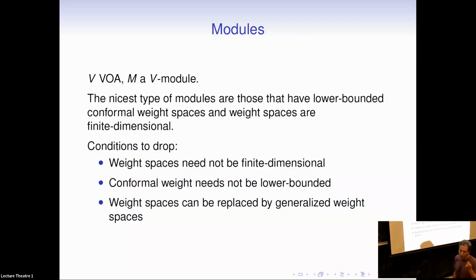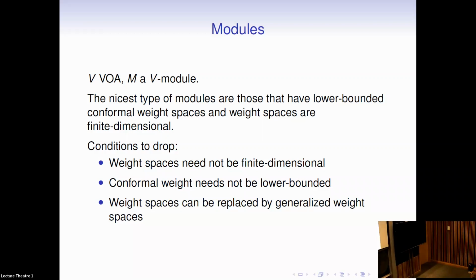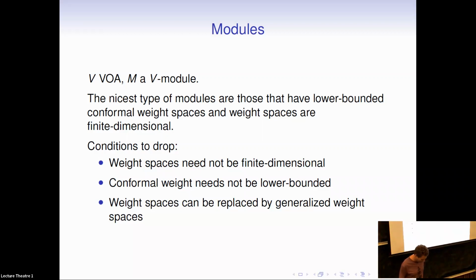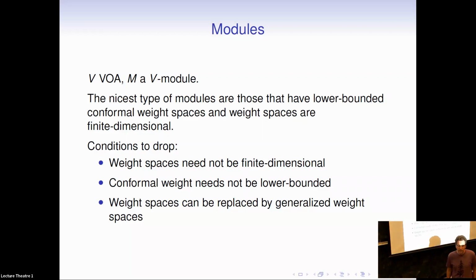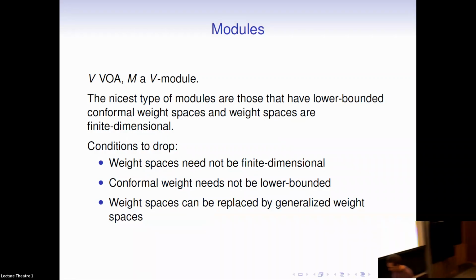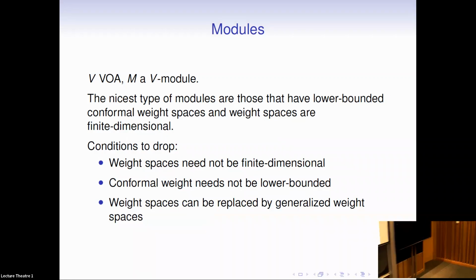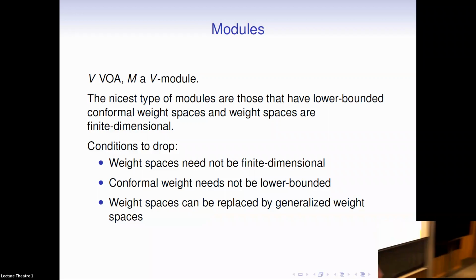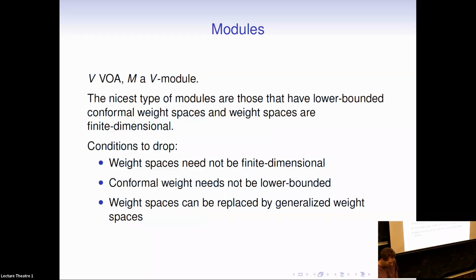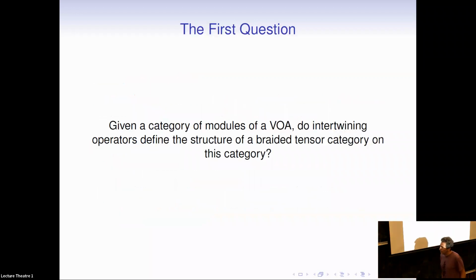But one can drop more. They don't need to be lower bounded. So then we are way out of category O. And we also don't need conformal weight spaces; generalized conformal weight spaces may be good enough. For physicists, this all goes under the name logarithmic conformal field theory, or maybe logarithmic VOAs. And David is here also. He worked a lot on this type of representation theory. So if you want to learn more, talk to him or to me.